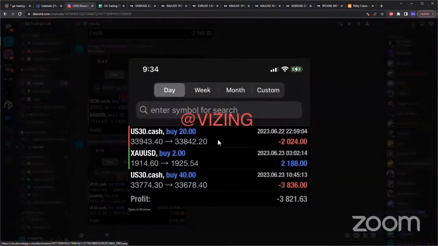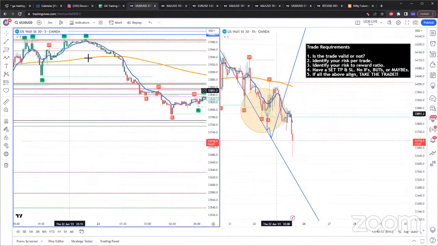I always tell you guys the importance of being aware of when to trade and when not to trade. So this first US 30 buy that I took yesterday, I took it at around 7 p.m., 8 p.m. Eastern Standard Time. And that's when US 30 dropped back heavily down.